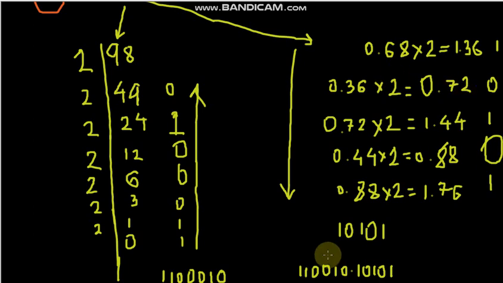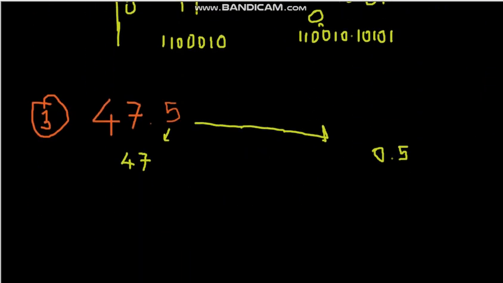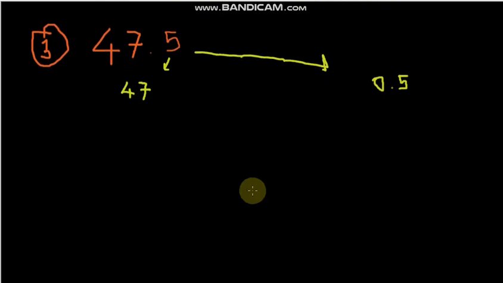Oh, here it is. So actually here are 3 zeros. It just missed out. 1100010.10101. Now going to the third example, 47.5. This is quite an easy example.